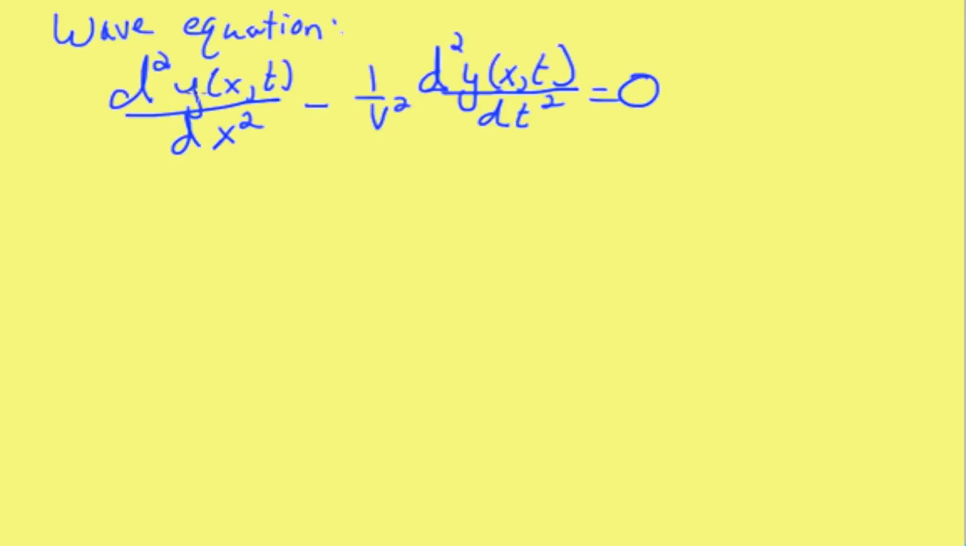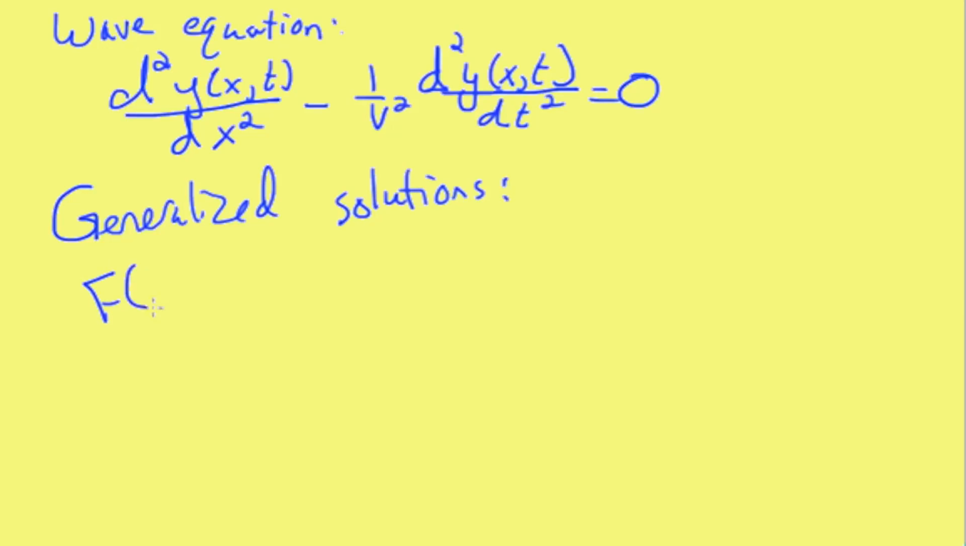So what is y? y is the amplitude of a wave as it travels through both a linear dimension, so a spatial dimension, x, and a temporal dimension, time. So as I said, you use this equation to verify that your guessed solution is in fact a solution. And as you saw in notes, some generalized solutions are f of x minus vt.